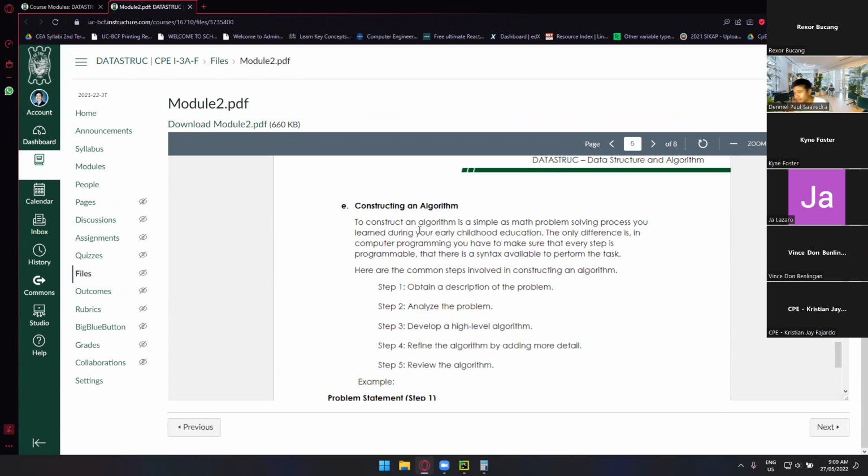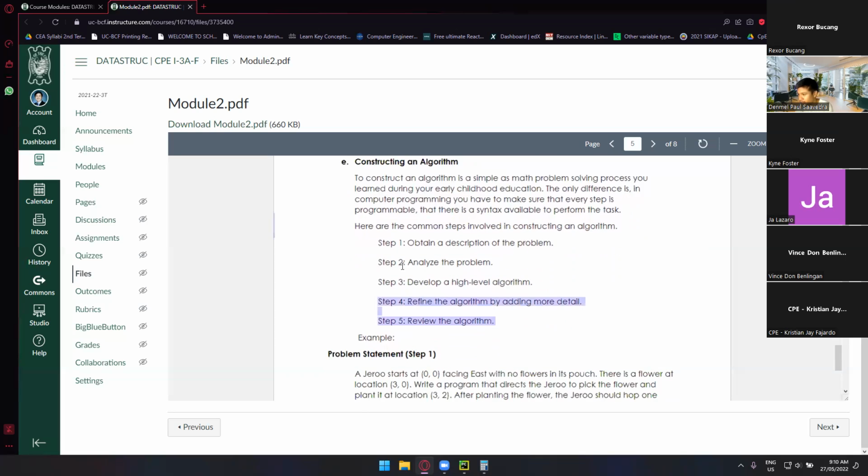The next one is constructing an algorithm. Constructing an algorithm is as simple as the math problem solving process you learned during your early childhood education. The only difference is that in computer programming, you have to make sure that every step is programmable so that there is a syntax available to perform the task. Here are the common steps involved in constructing an algorithm, step 1 to step 5. The first one is obtain a description of the problem. Second is analyze the problem. Third is develop a high-level algorithm. Fourth is refine the algorithm by adding more detail. And the last one is review the algorithm.